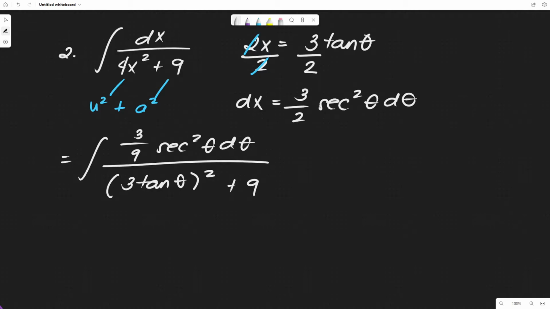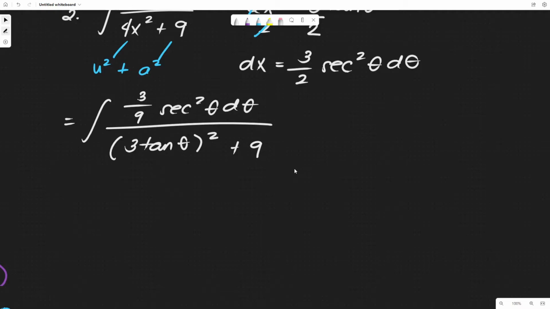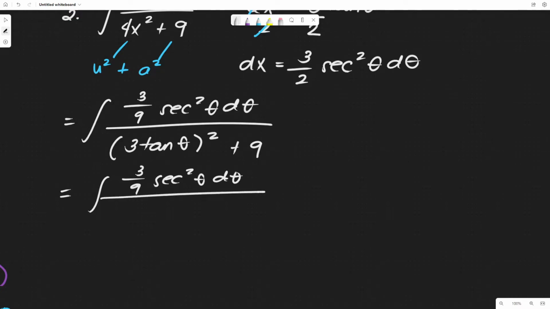Pwede rin ganyan. Pero kung ayaw nyo malito, sa x nyo na lang siya i-substitute, no? But this is also accepted. So, ayan. Evaluate lang natin. So, 3 over 9 secant squared theta d theta over 9 tangent squared theta plus 9. Yun yung square na katumbas ng 3 tangent theta, no?